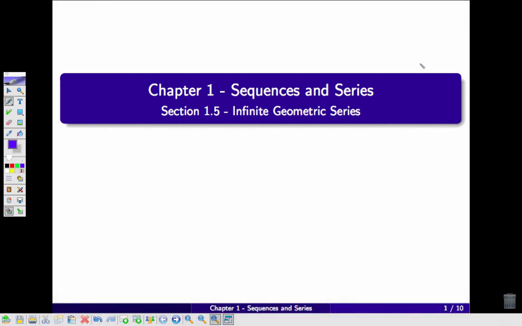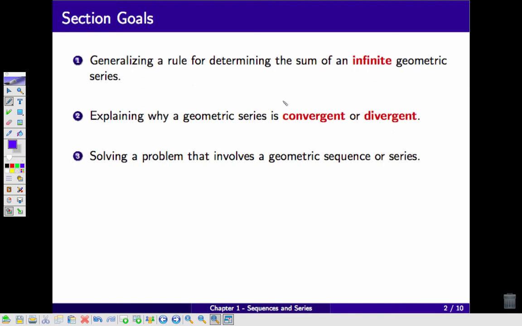Okay, our final section in our first chapter. This is going to talk about infinite geometric series. Very, very important. I very briefly mentioned a series called the Taylor series, I think in section 1.3, and how it has uses. You might be wondering, what's the point? What's the point of studying something that's infinite?